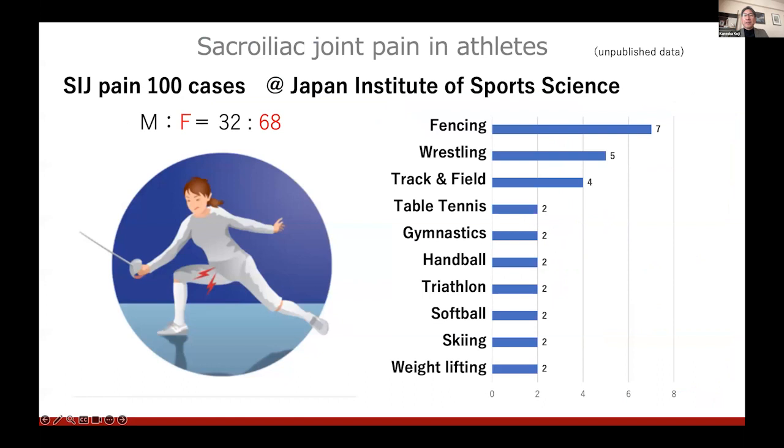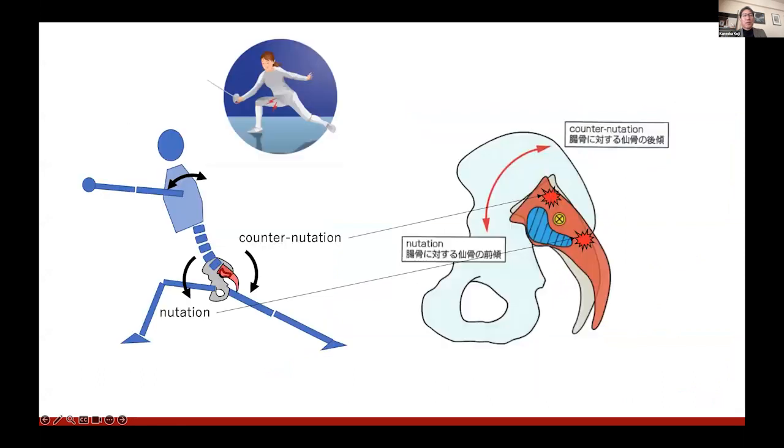When I was working at the clinic at the National Sports Science Center, which is available only to top athletes in Japan, we conducted a survey of athletes with sacroiliac joint pain. The results showed that of the 100 athletes with SIJP, 70% were women, and the frequency by sport was highest in fencing, followed by wrestling and track and field.